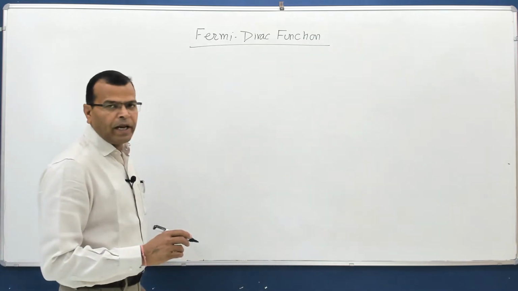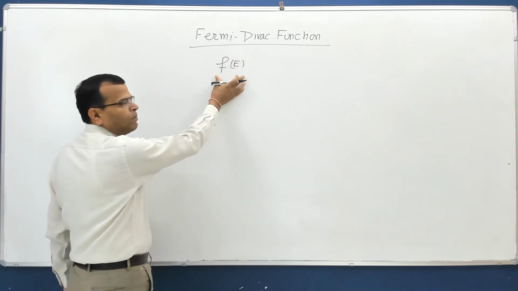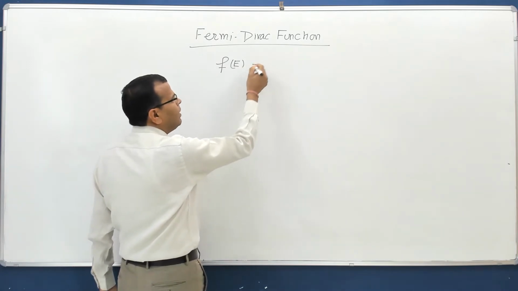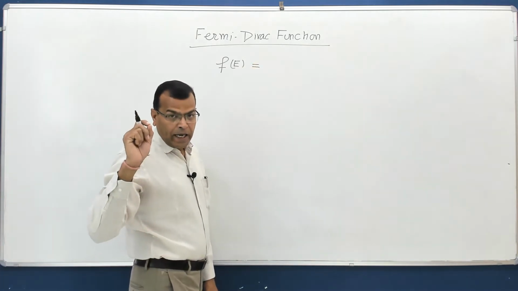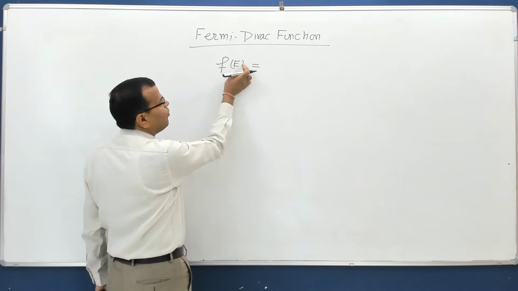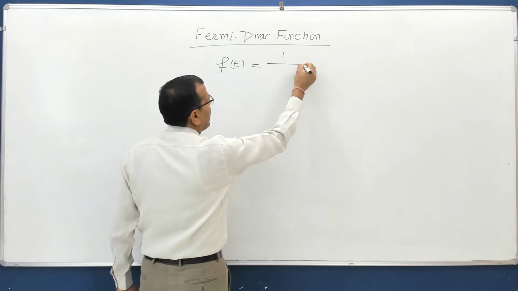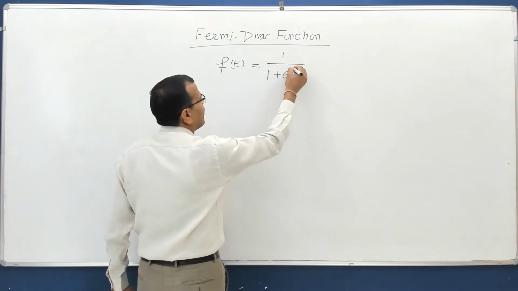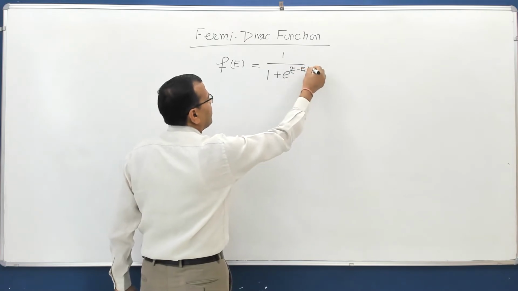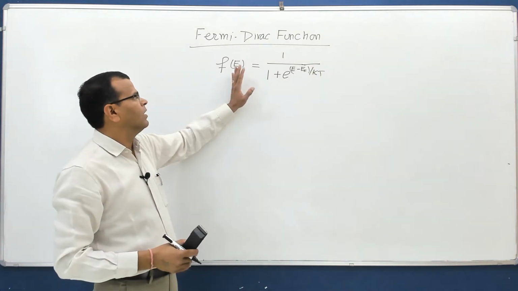So first of all, the Fermi Dirac function is basically the probability function. The Fermi Dirac function is defined as the probability of occupying an energy state by an electron. So the probability of occupying this energy state by an electron is given by 1 plus e raised to power (E minus EF) divided by kT. This is called Fermi Dirac function.